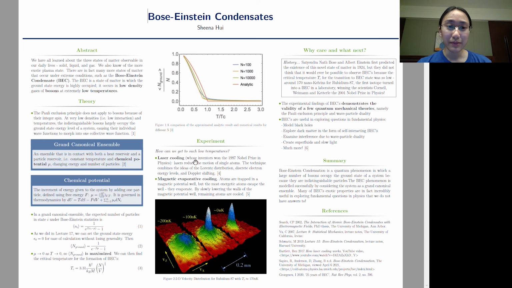Finally, why care about BECs at all? Well, certain properties of BECs make them very useful candidates for studying certain fundamental physics phenomena, such as blackbody radiation and dark matter. The number of Nobel Prizes that have been awarded for BEC-related research is very telling of their important applications.